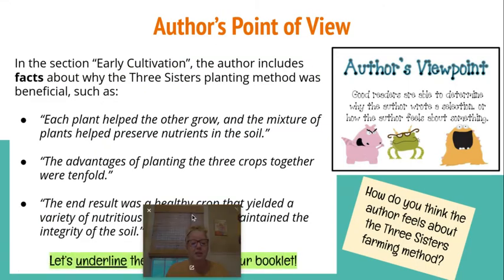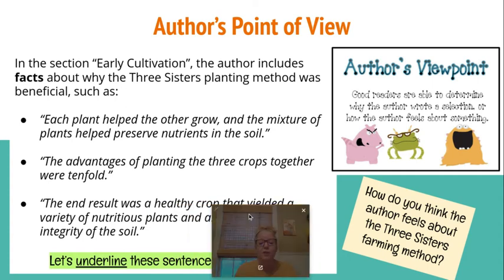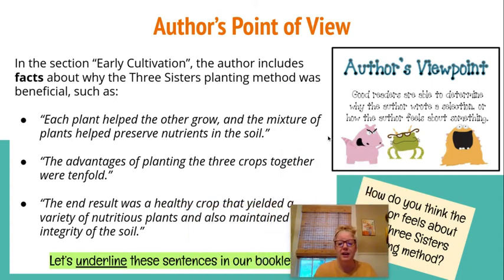So let's take a look at some of the sentences from this section of the text. So in this section, Early Cultivation, the author includes facts about why the Three Sisters planting method was beneficial. Okay, facts are things that are true. Remember, a fact is true, and an opinion is like your feeling about something.